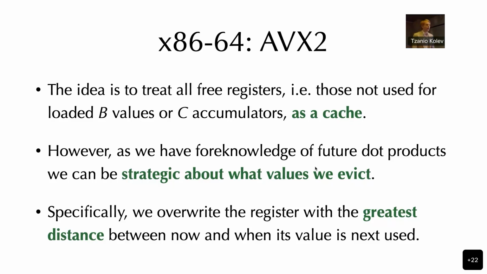And so when it comes to our eviction policy, we have perfect foresight. And thus, when we need to load a value in from memory, we can look at the values we currently have and ask the question: which value is not going to be needed in the future, or has the longest distance between now and when it's next needed? We can choose to evict that value. Again, this is an advantage you have when you do code generation because you know what's coming ahead of time.